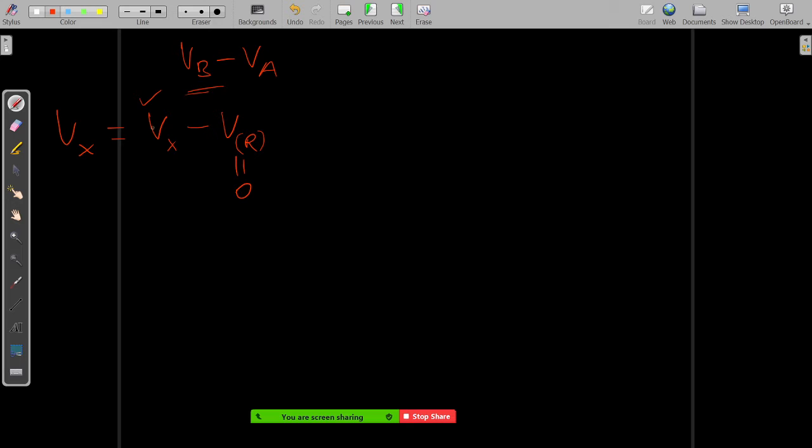But if you want to define it at a point, then we can define it by taking the other point as a reference point and assuming that the potential there is zero, because we are just concerned about the change in this.